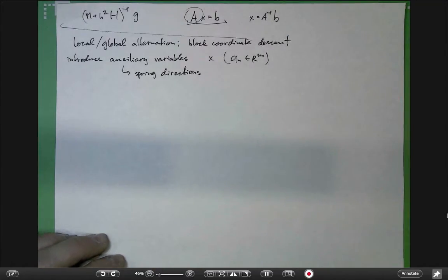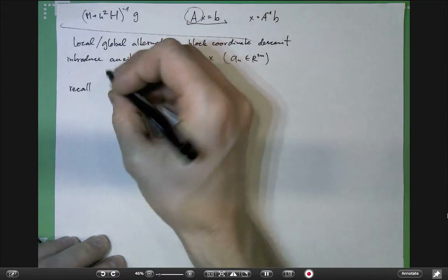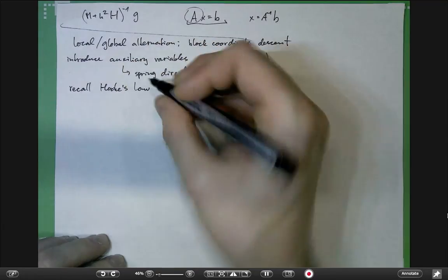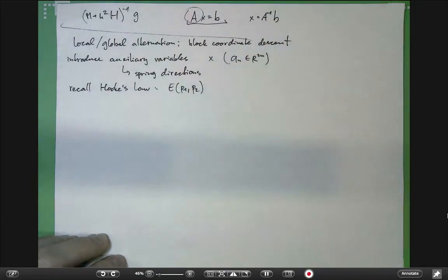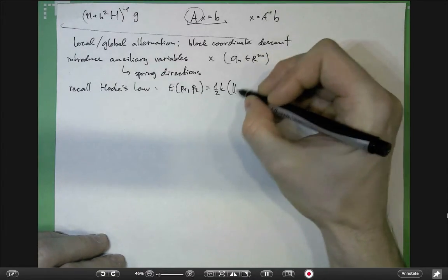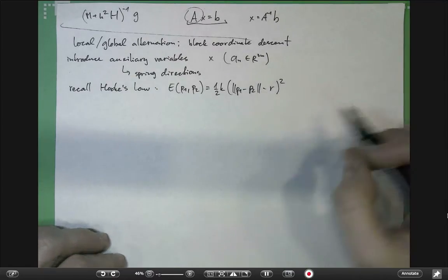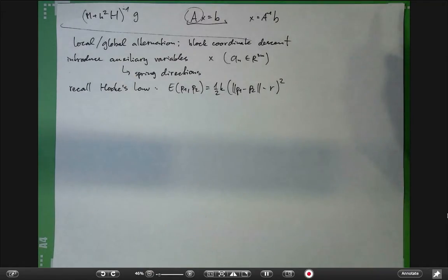So let's recall Hooke's law. I need to write down the specific formulas, otherwise it would be too wishy-washy. So Hooke's law, as you know, if I have two particles connected by a spring, then the energy potential due to the spring is this, where R is the rest length of the spring and K is the spring stiffness, right? And this is the standard Euclidean potential. Again, you should be really familiar with this from your first assignment.